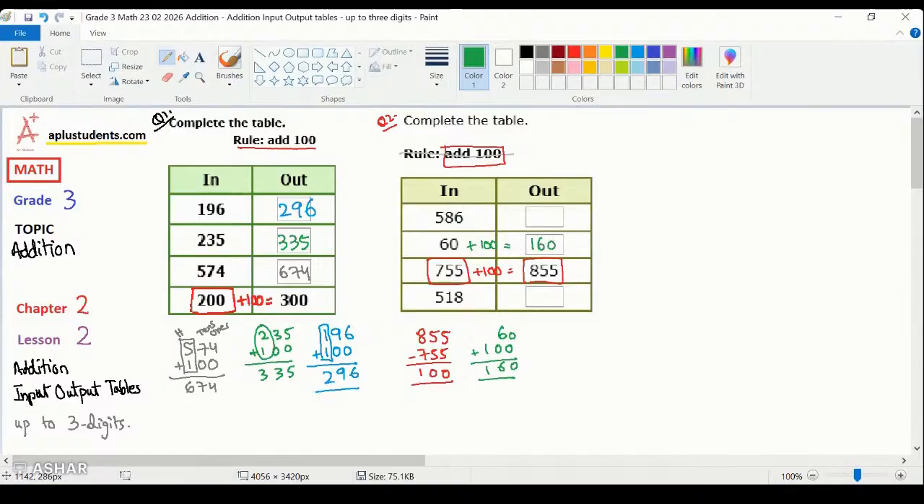Perfect, May. Plus 100 means only the 100th position is changed. 686. And for the last option, if we add 100 to this, the 100th position is changed, 618. Okay. If the rule is not given to us, we can find the rule. Yes, thank you, Solomon.